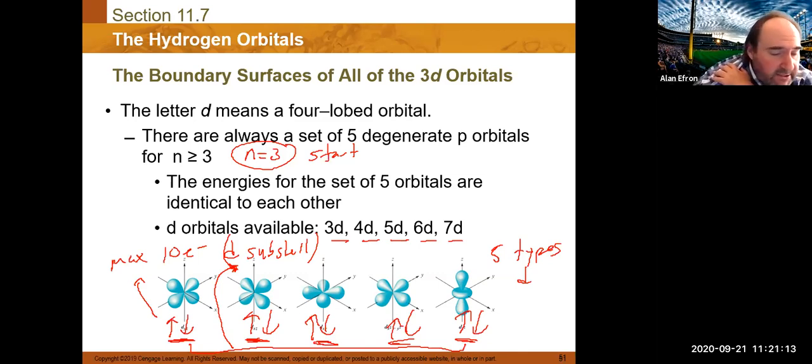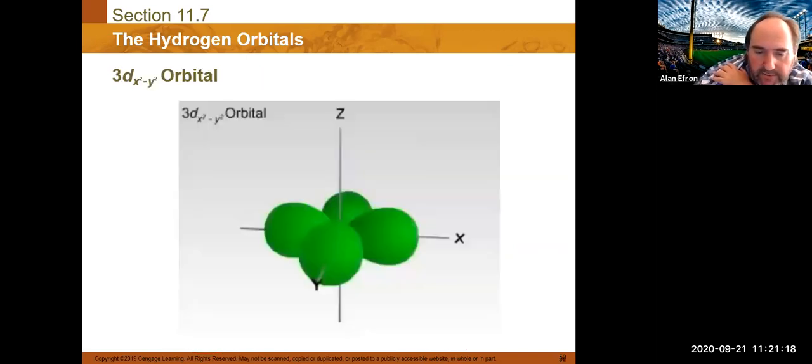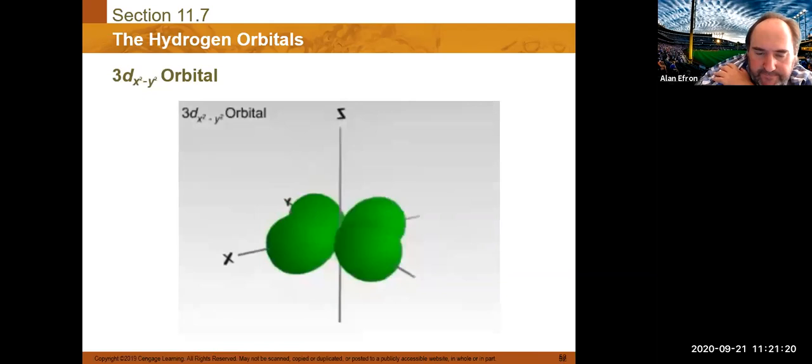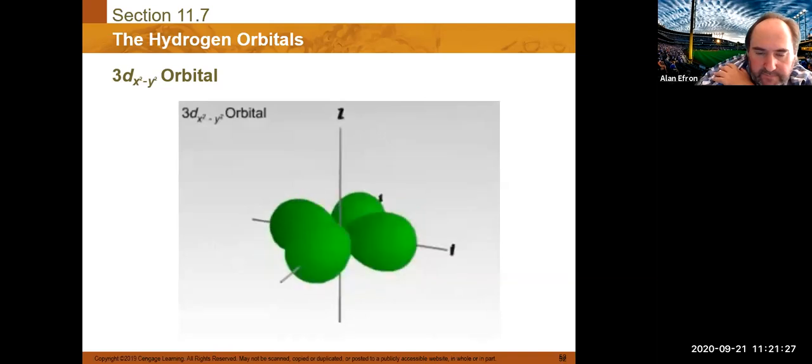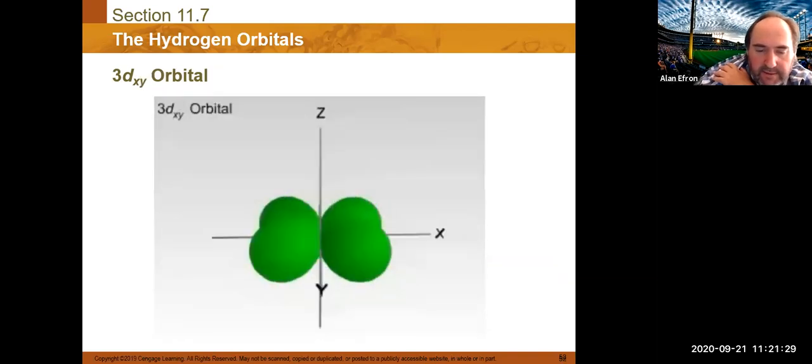And again, d orbitals do not start until you hit the 3rd energy level. And here's what the d orbitals look like. The 3d x squared minus y squared orbital has a cloverleaf shape that lies in the xy plane and is aligned along the x and y axes. You get the same idea, I think.